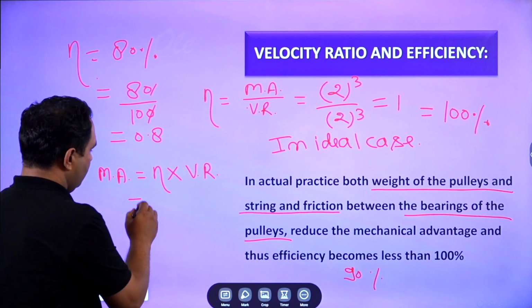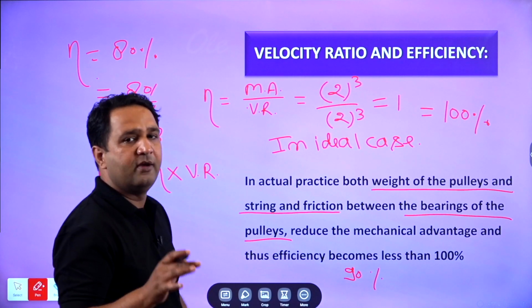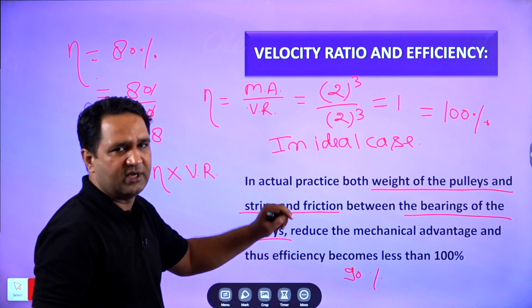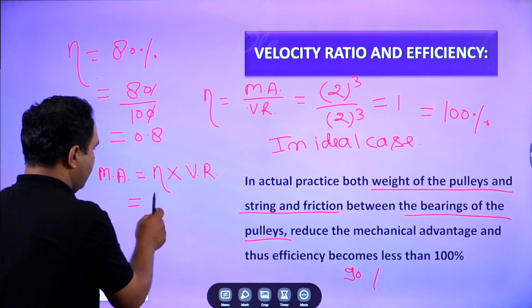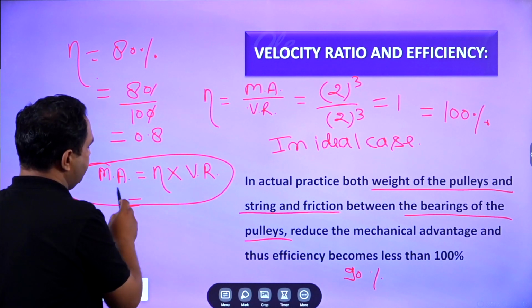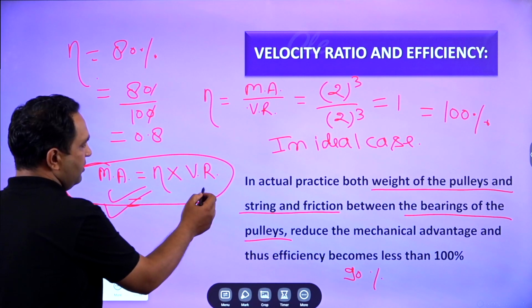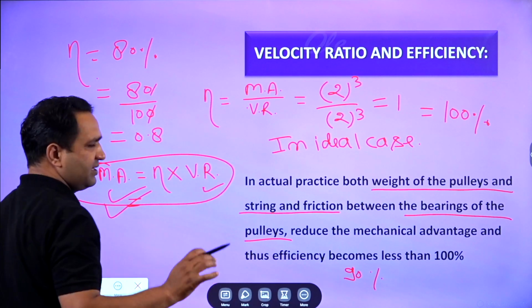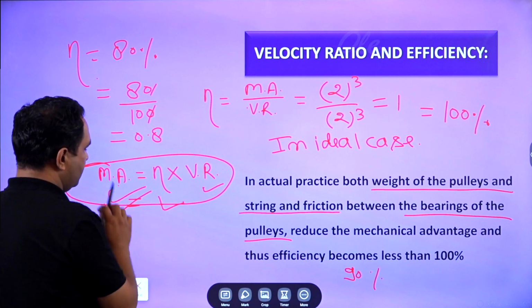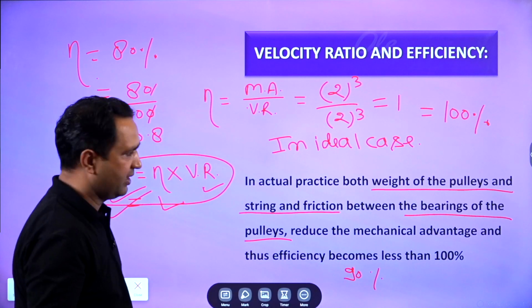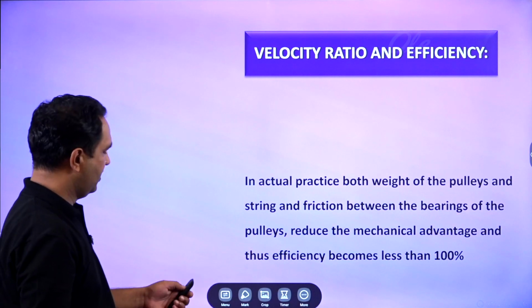Right? So velocity ratio is fixed. The number of pulleys we are using will be equal to velocity ratio. So with the help of this formula, we can calculate mechanical advantage. If the efficiency is given to you and you have to calculate the mechanical advantage, then you can calculate it with the help of this formula. Okay. Moving on next.